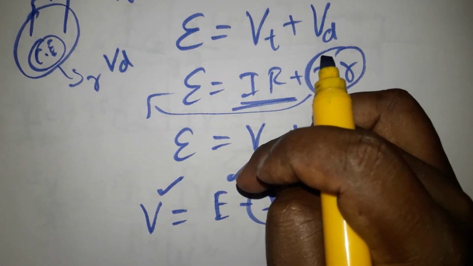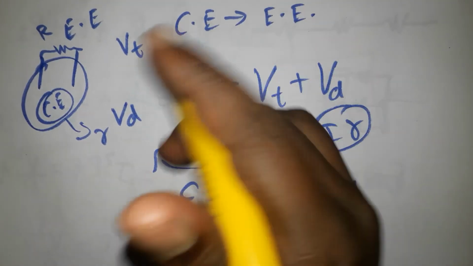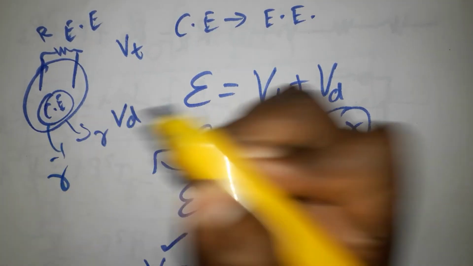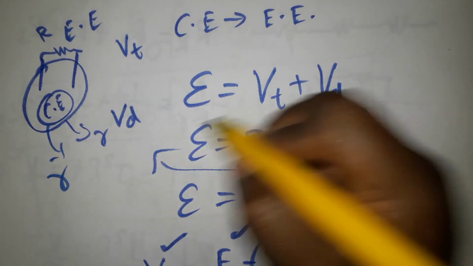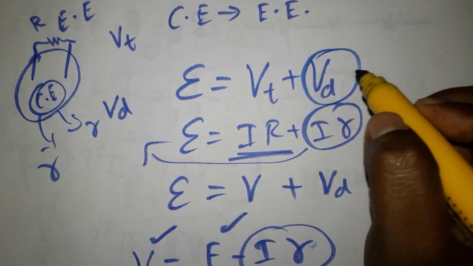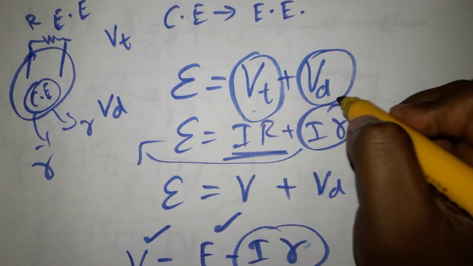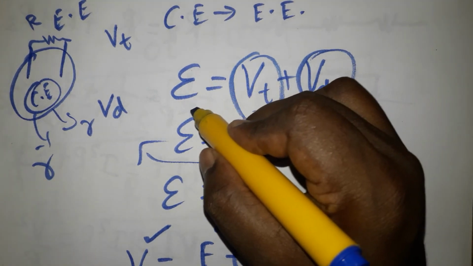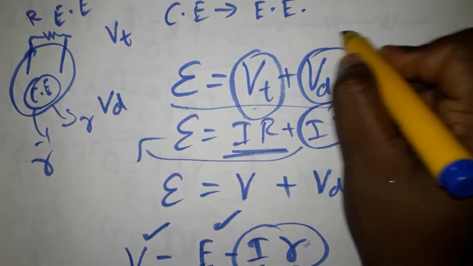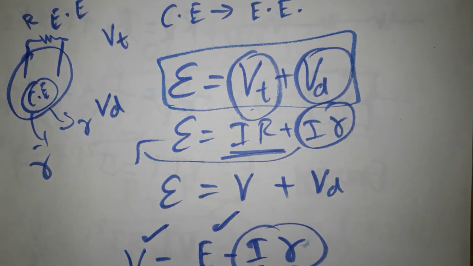When chemical energy is converted into electrical energy, we have to take the internal resistance into account. The voltage created by the internal resistance we take as drop voltage. The voltage created by the external resistance we take as terminal voltage. Terminal voltage plus drop voltage, we take as electromotive force. The current in this circuit is constant. Okay, so I got the equation like this.